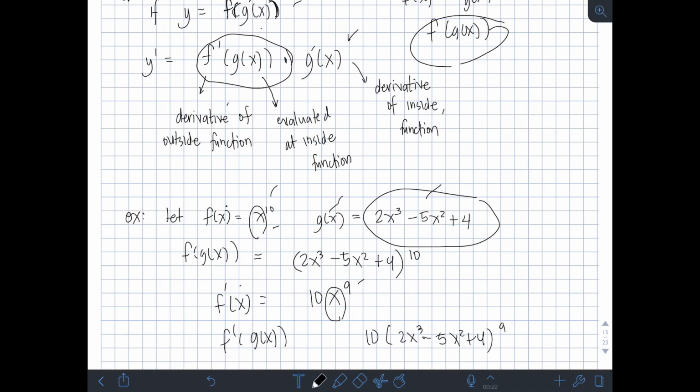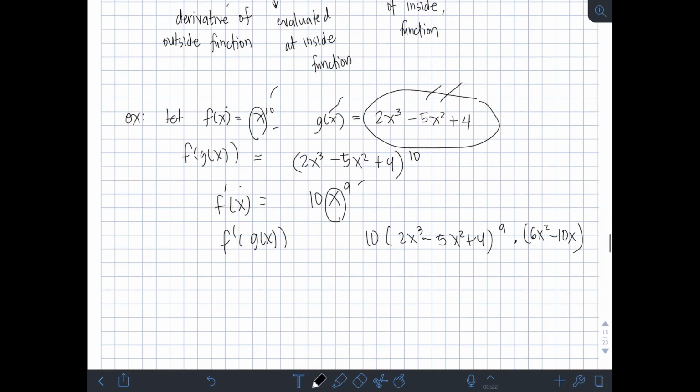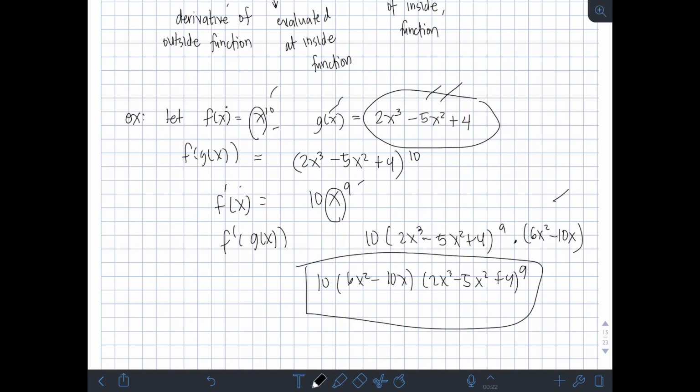Then, kulang na lang is i-multiply natin siya sa derivative ng inside function na g of x. So derivative natin to ngayong g of x. Polynomial lang siya, so power formula. So we have derivative ng 2x cubed is 6x squared, minus 5x squared, so derivative nun is negative 10x, and then derivative ng constant na 4 is 0. So therefore, ito na yung final answer natin. Ayusin ko na lang: 10 times, unahin ko to, (6x squared minus 10x), then (2x cubed minus 5x squared plus 4) quantity raised to 9. So ito na yung derivative nung ating f of g of x.